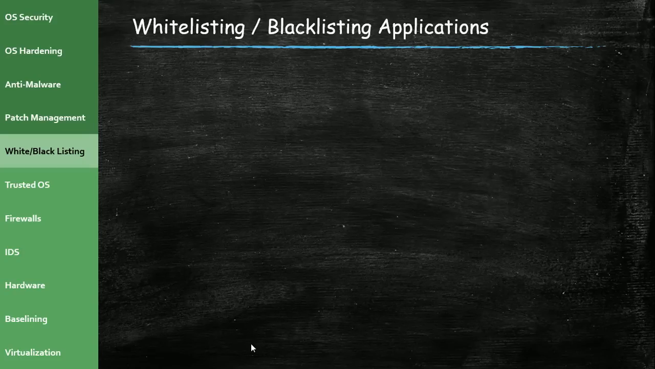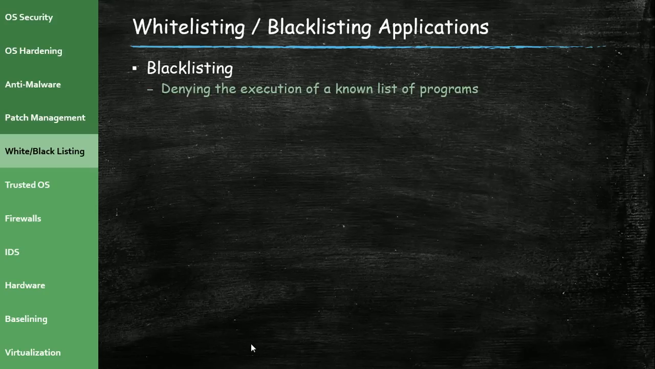You can whitelist and blacklist applications. This is another technique for host-based security. Blacklisting is when we list programs that we know we don't want to run on our computers. In other words, we're denying the execution of a known list of programs. We might know there's a certain program that we simply don't want on our network. Maybe we found this program running on certain workstations. We've identified some flaw in that software, or maybe we know it does something that we don't want on our network. So we can blacklist it and say no one's allowed to run this program.